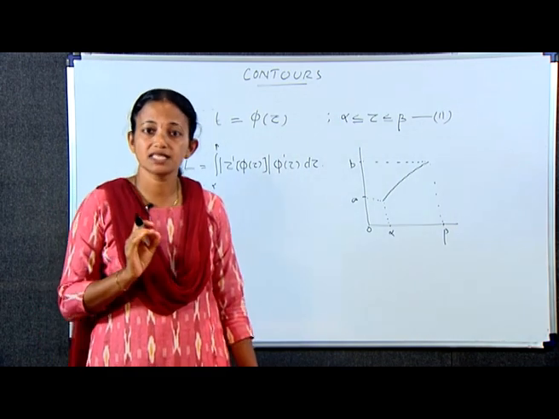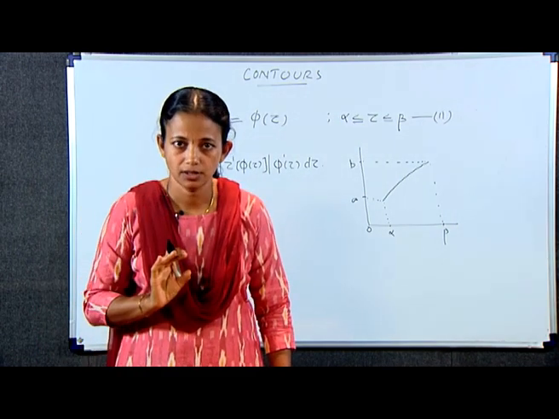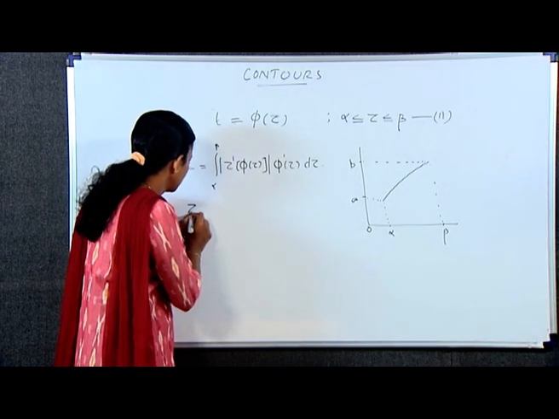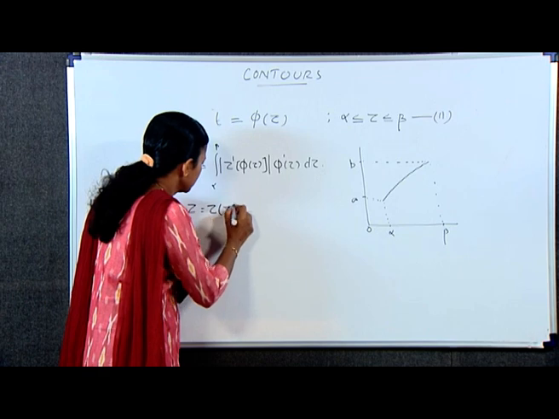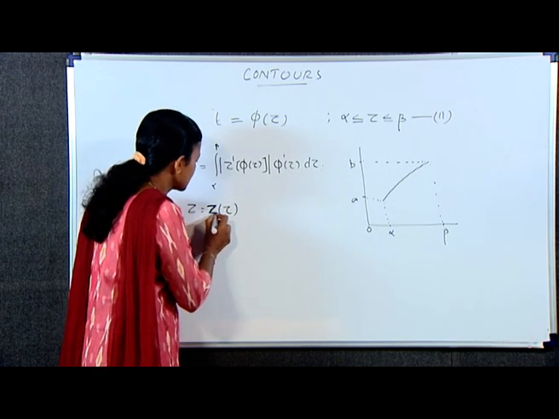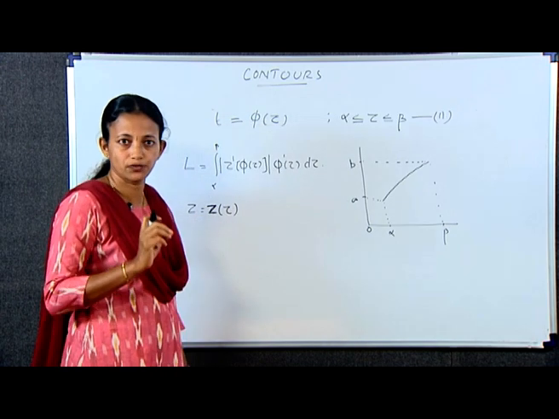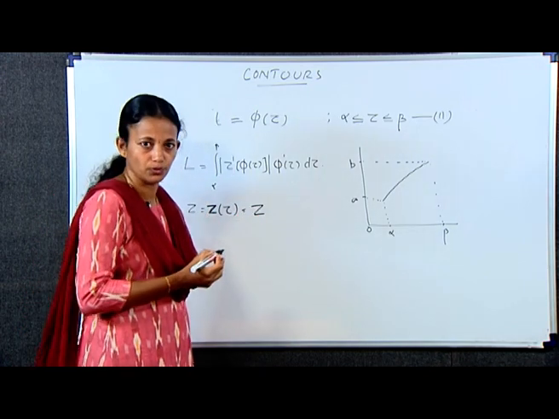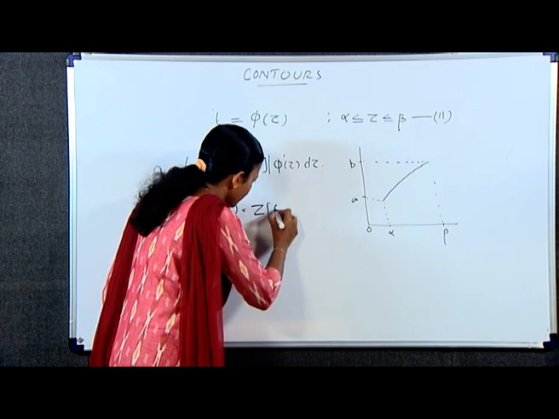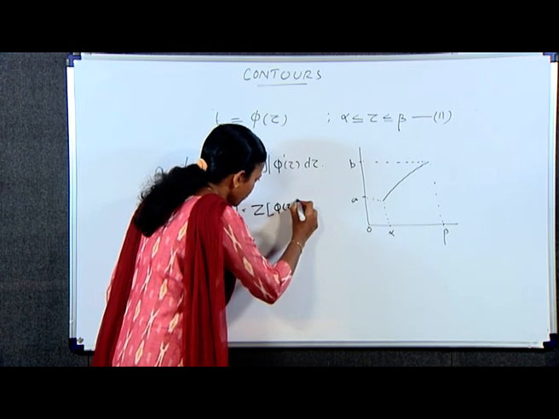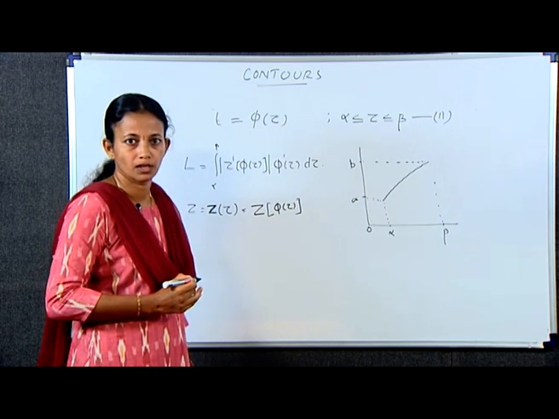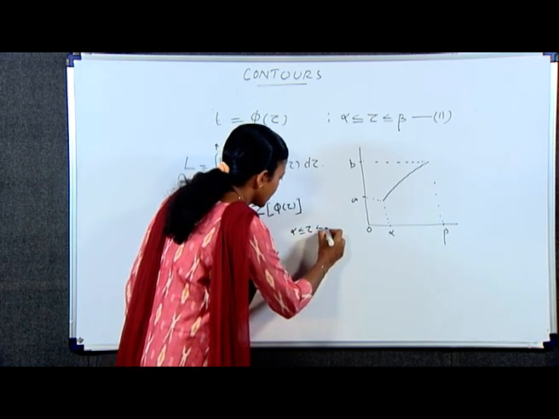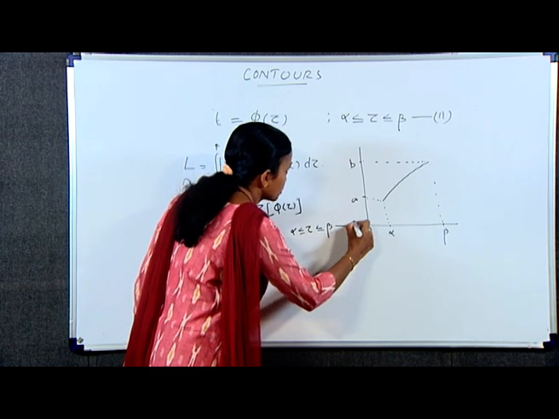So, if C has a representation z is equal to z of tau, we can write z of tau is equal to z of phi of tau, where tau varies as alpha less than or equal to tau less than or equal to beta. Next equation number is 12.